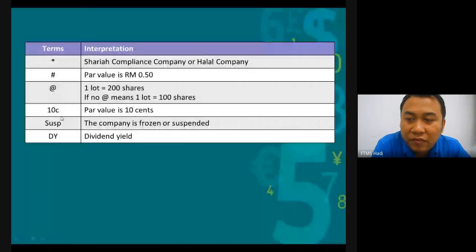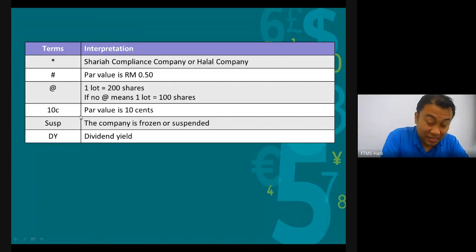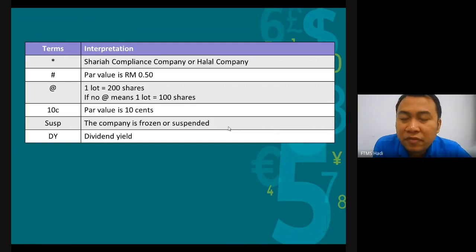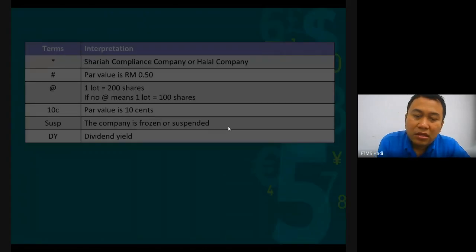The common thing, for example, this one, we have an asterisk sign. Asterisk sign means Syariah compliance company or halal company. Hashtag means par value of 50 cent. 10C means par value is 10 cent. But let's say if they have 20C, that means par value is 20 cents. Suspended, SUSP, means the company has been frozen or suspended. They have been barred from trading. And dividend yield, which is DY, maybe later.